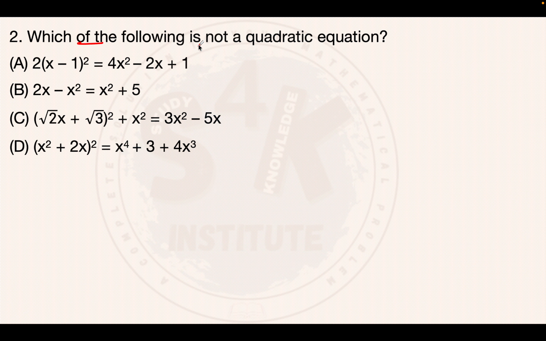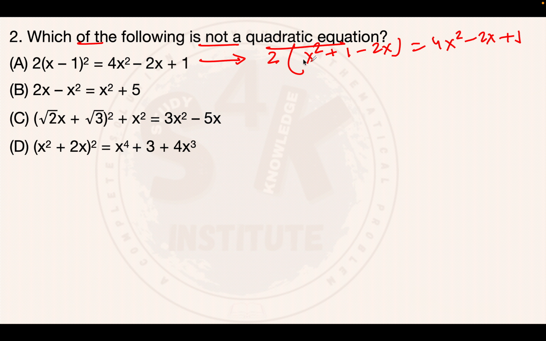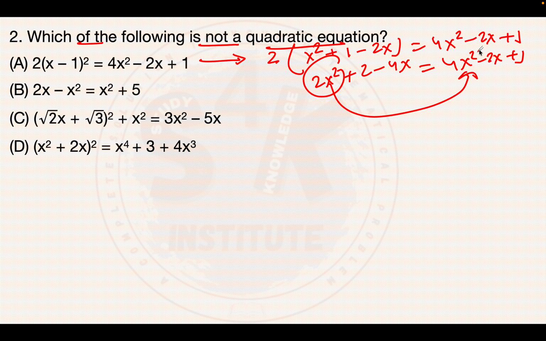So which of the following is not a quadratic equation? The second question that you have is, so let's solve this. On the left hand side you have twice outside the parenthesis, like outside the bracket. So you need to multiply: x square plus 1 minus 2x is equal to 4x square minus 2x plus 1, right? So if you simplify this, 2x square plus 2 minus 4x is equal to 4x square minus 2x plus 1, right?